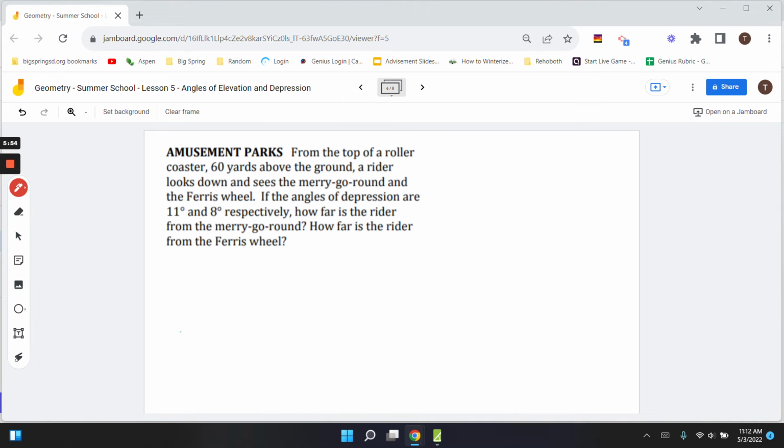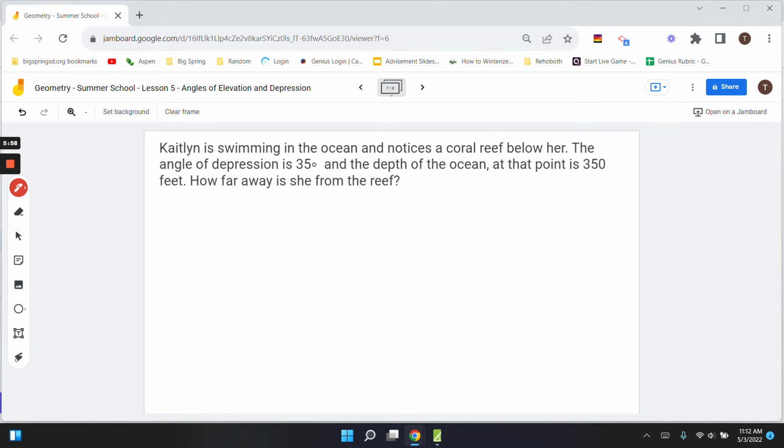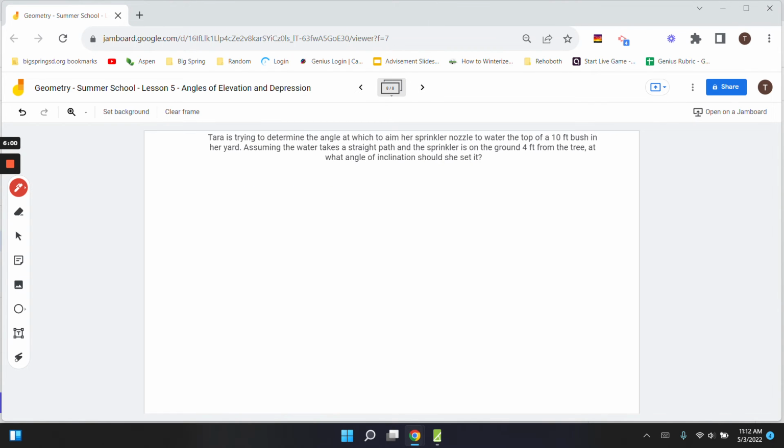what angle of inclination, another word for angle of elevation, is needed? These are not all going to be ones where we find an angle, so don't think that's true. So here's our reference angle, our hypotenuse, our opposite. Again, we care about opposite and adjacent. So it would equal tan inverse, opposite on top, adjacent on the bottom. So the tan inverse of 10 divided by 4 is 68 degrees.